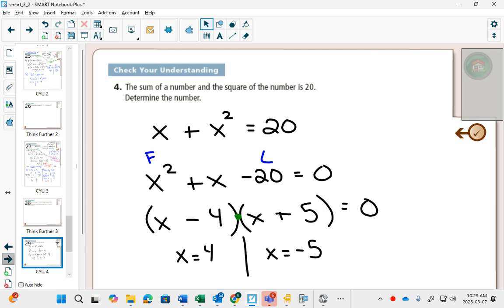Questions for practice on this one? Circle 16, 17, 19, and 20.